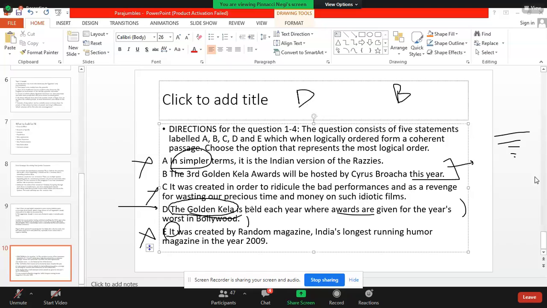So here, when you're introducing Golden Kela, you would see that one of the sentences says in simpler terms. So now here they're explaining something in simpler terms. What are they explaining? If you look at all the other sentences, A should follow D because they are explaining what these awards are. In B, they tell you that awards are given for this year's worst something, and then they come to A saying that in simpler terms, it is the Indian version of Razzies. So first they say it is given to the worst in Bollywood, and then they come down to explaining it in simpler terms. It is the Indian version of the Razzies, right?